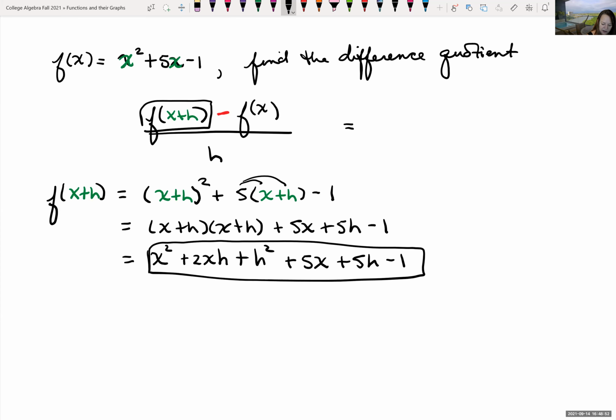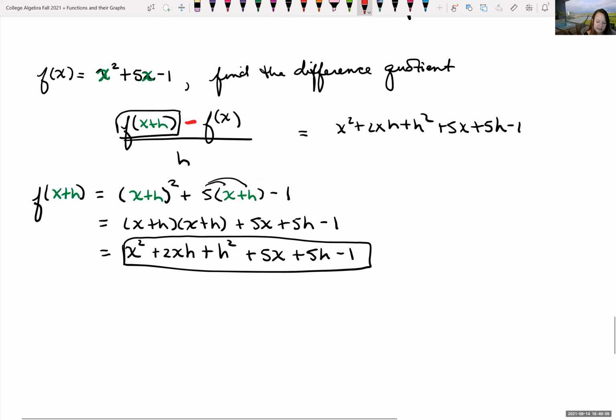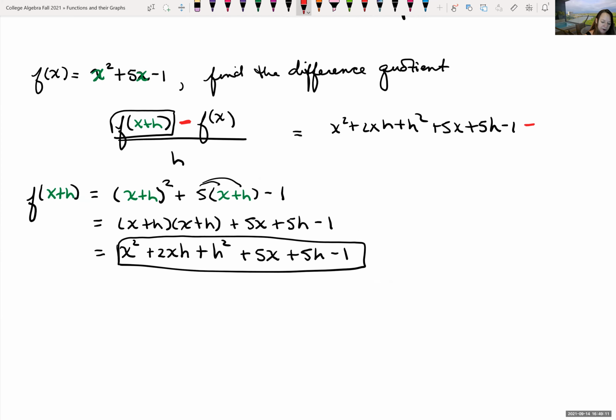So let's plug that in there. So that is x squared plus 2xh plus h squared plus 5x plus 5h minus 1, minus f of x. Just going to put it in here. So this is minus, be careful, you have to put parentheses around the whole quantity of f of x if it's more than one term, which this is. So minus the whole quantity x squared plus 5x minus 1, all over h.